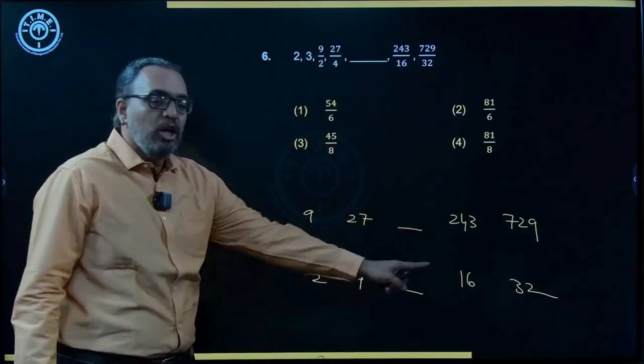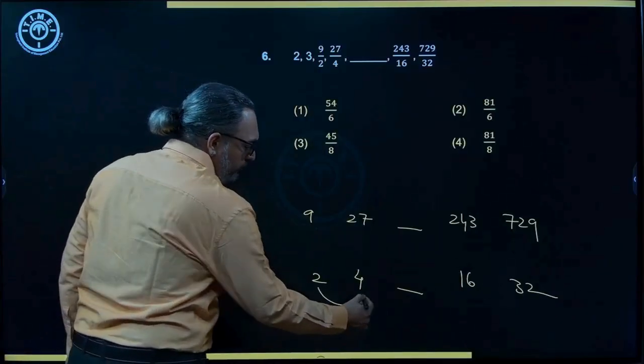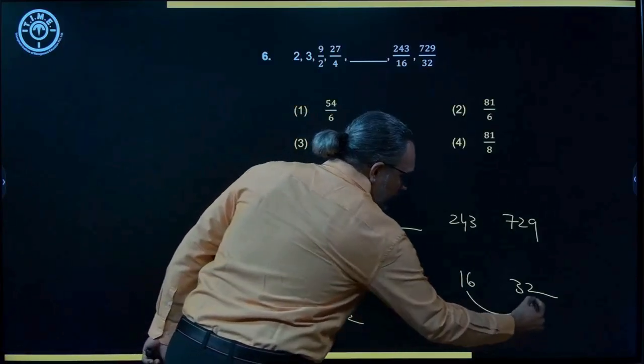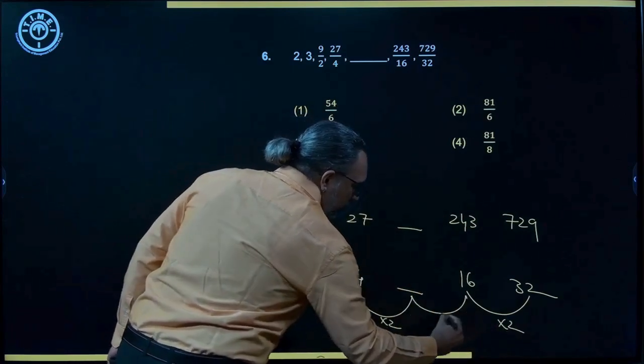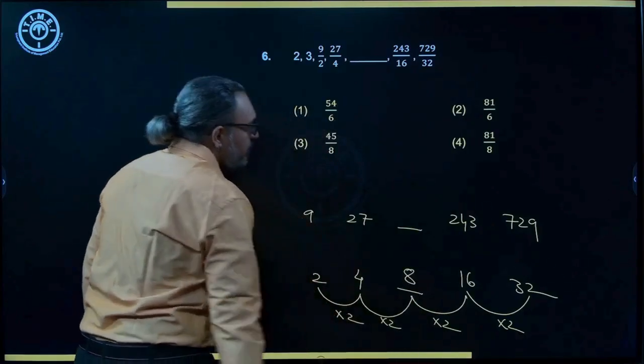Now look at the denominator. These are easy to check. Why? Because every time it is doubling. Here also this is doubling. So here also I have to double, so that here also I can double. So basically I am going to get 8.